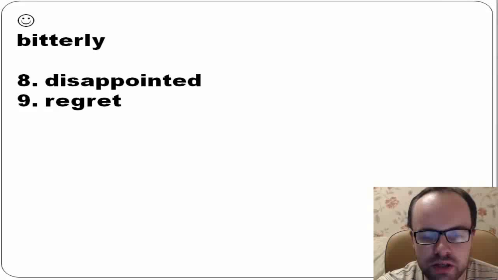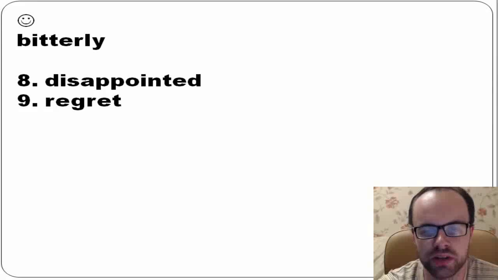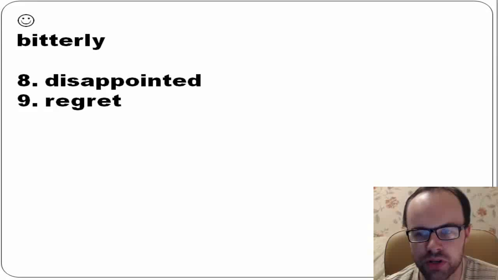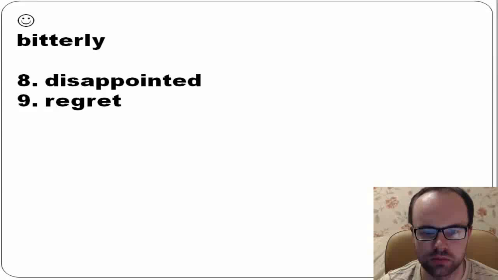Please write in the comments when you were bitterly disappointed last time, and what you bitterly regretted doing last time. So the more you write, the more you speak, the better it is for you. And I think that we need to train these collocations. I think you'll support it and do this task. Okay, well done. Let's go on.